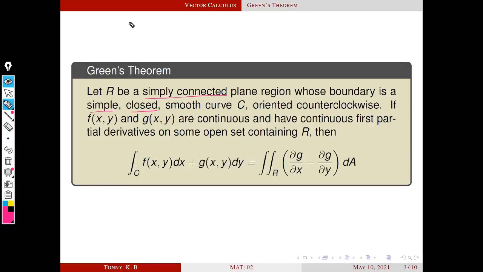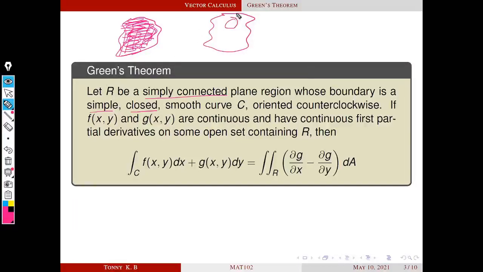A simply connected region means a region without holes. Suppose you consider this region, the solid region. In this region there are no holes. So this region is an example of a simply connected region. Connected without holes. Suppose you think about another region like this.